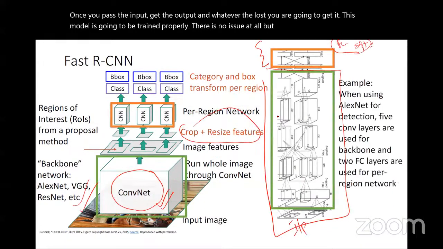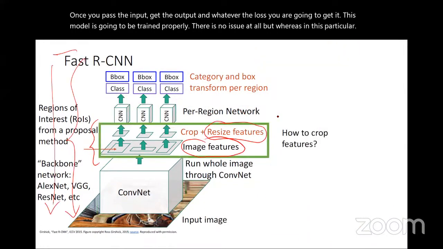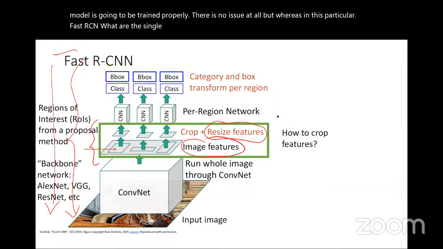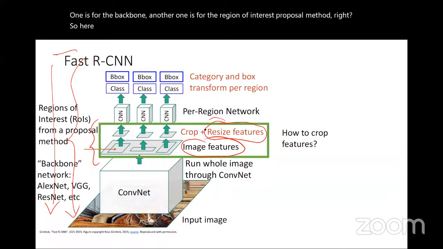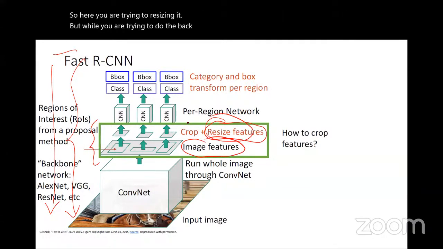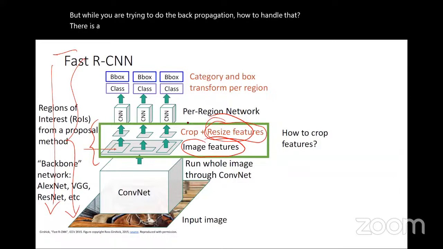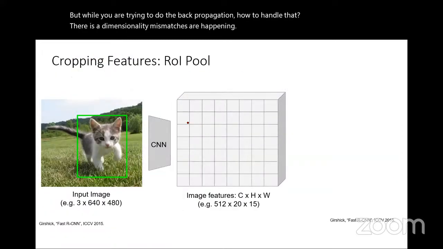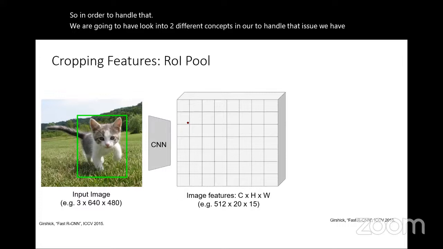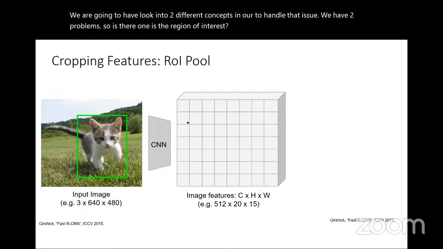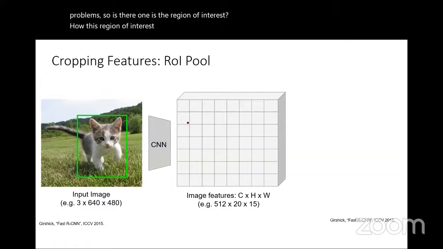But whereas in this particular Fast RCNN, what is the single architecture? We are dividing it into two parts. One is for the backbone, another one is for the region of interest proposal method. So here you're resizing it. But while doing the backpropagation, how to handle that? Dimensionality mismatches are happening. In order to handle that issue, we have to look into two different concepts. What is there? One is the region of interest pooling. How is this region of interest pooling helpful?